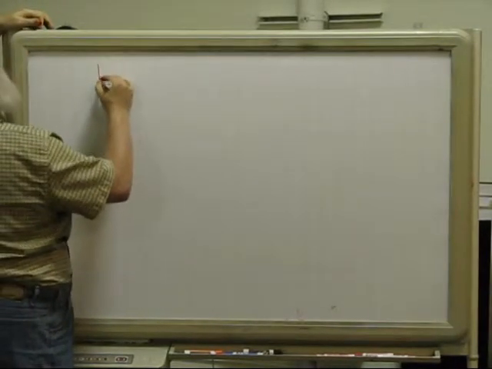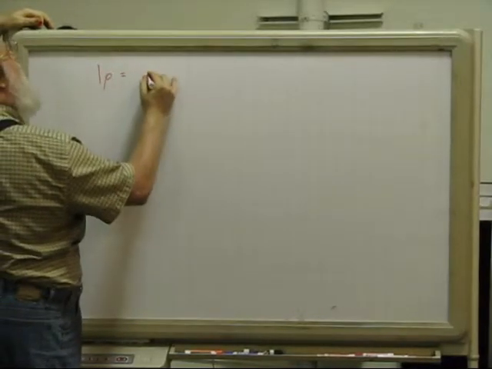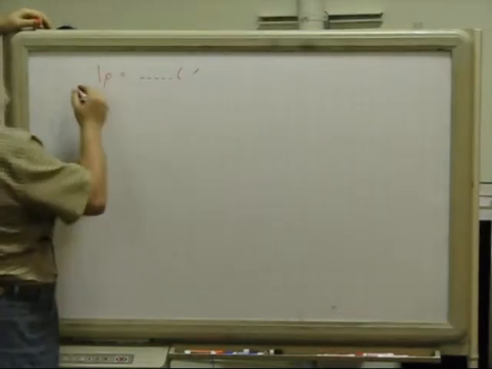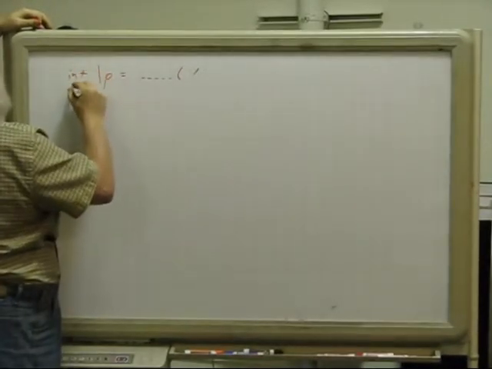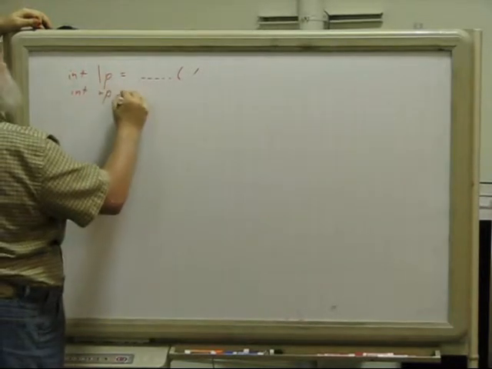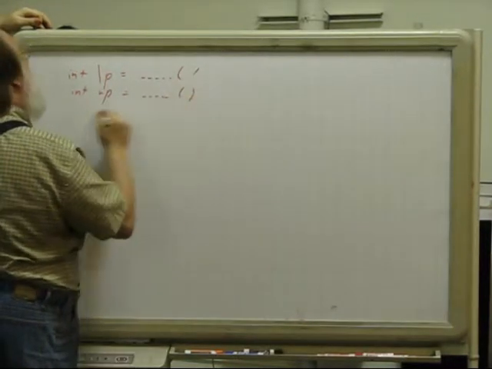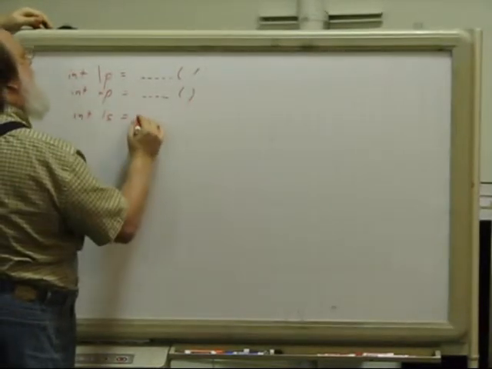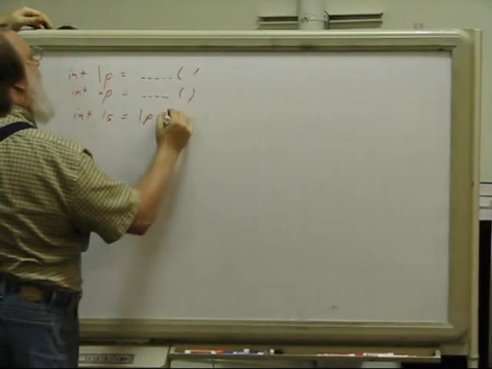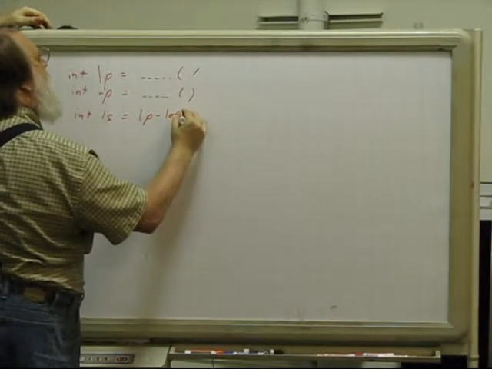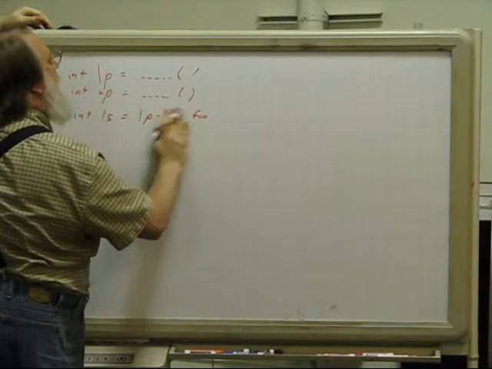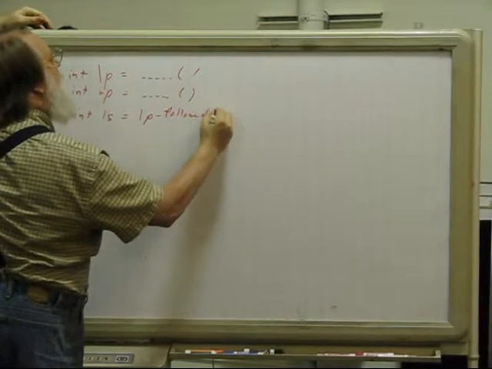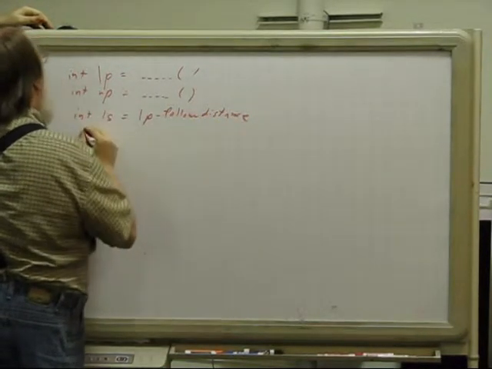So we have LP gets the left ping. I don't remember the exact code. And we read the right ping. Then we have the left speed is equal to left ping minus left follow distance. Please, these are approximate names. I don't remember what I actually wrote. You should see it in there.